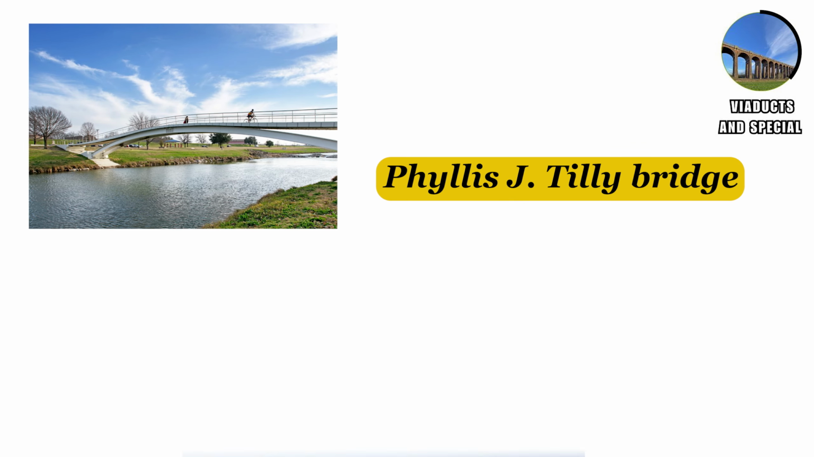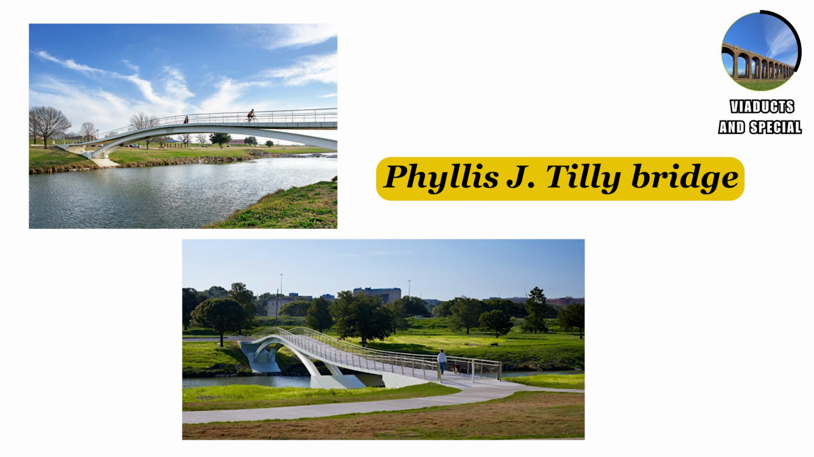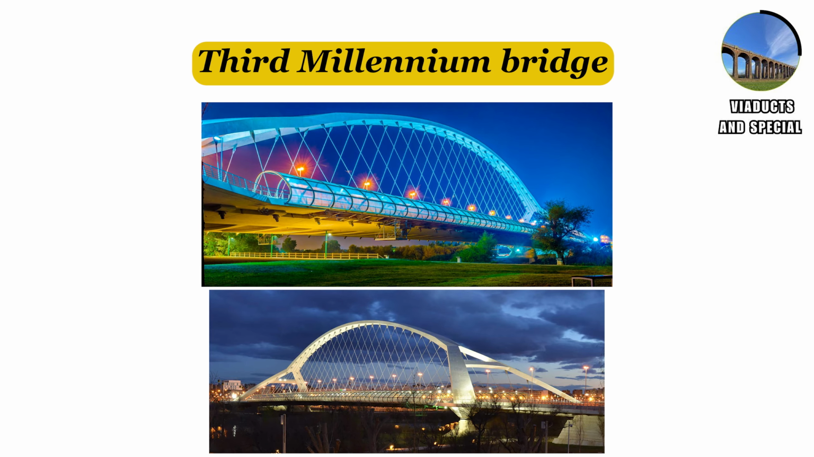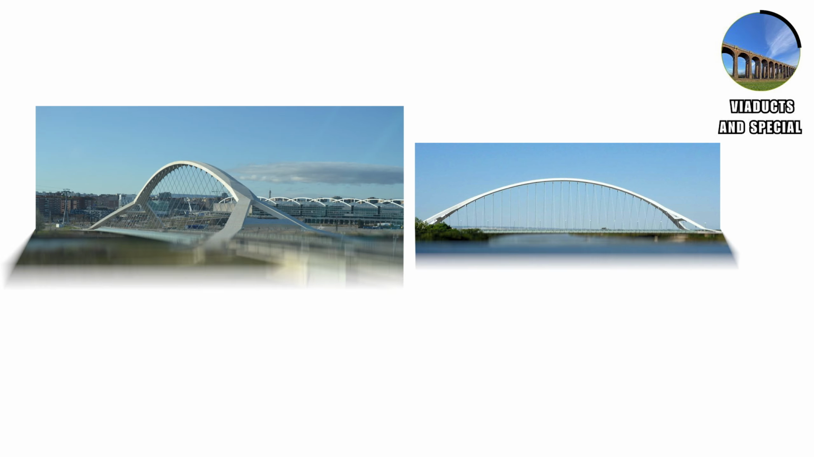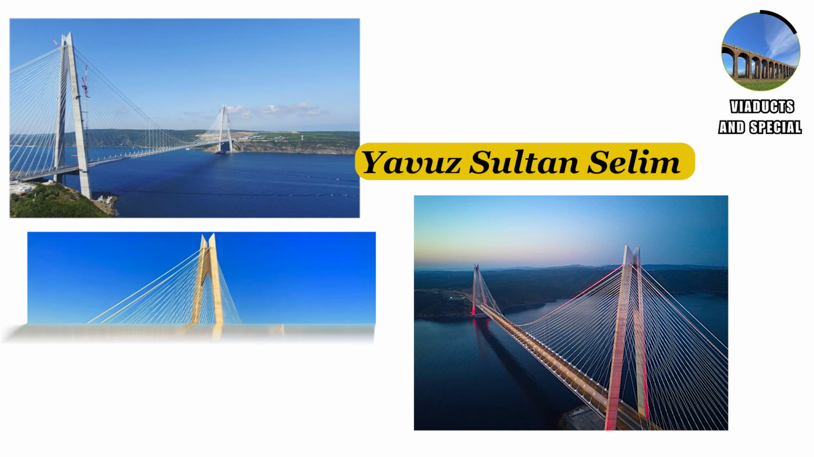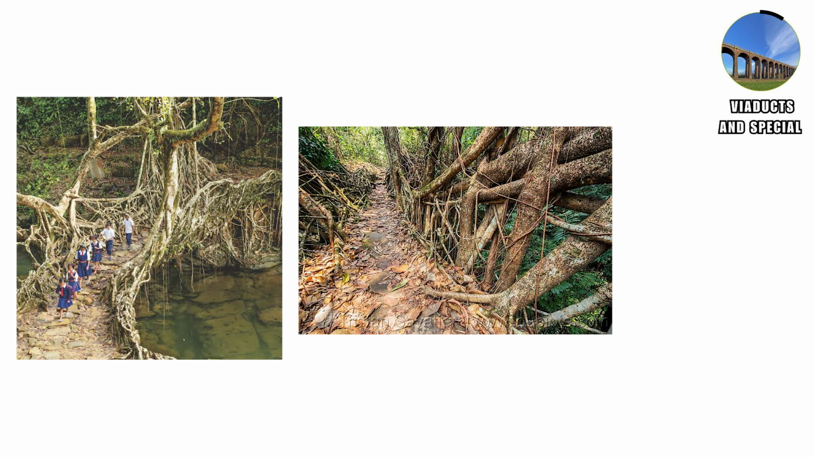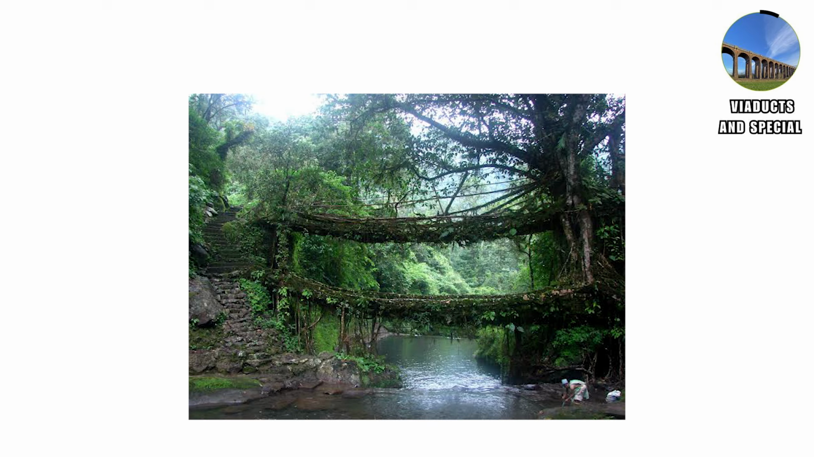The Phyllis J. Tilley Bridge in Fort Worth combines an arch and stressed ribbons. The Third Millennium Bridge in Spain uses a concrete tied arch with suspension cables, holding up a deck stiffened with box girders. The Yavuz Sultan Selim Bridge in Turkey combines cable-stayed and suspension design. In parts of India and Indonesia, living tree roots are used as simple suspension bridges over rivers. There are bridges for pipelines, bridges for water, bridges for animals.